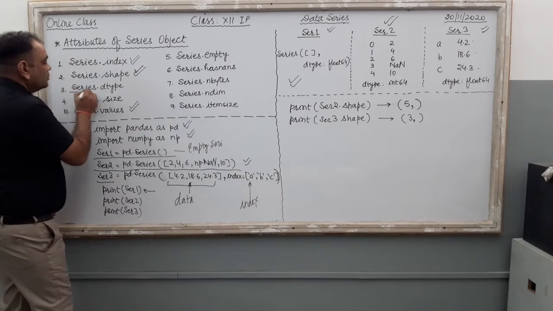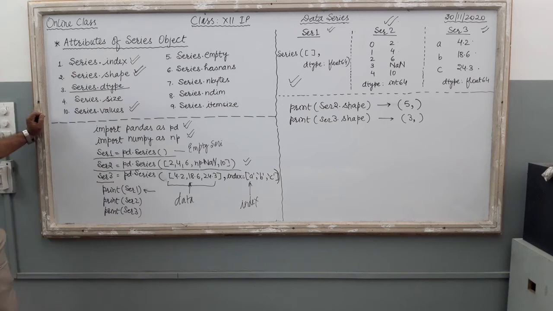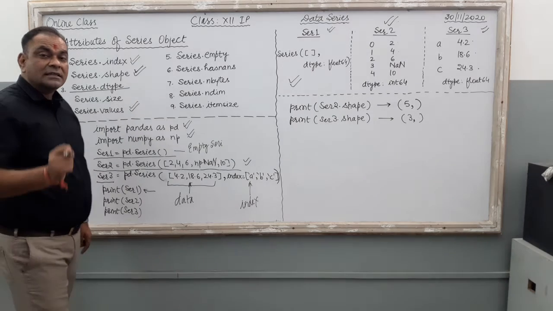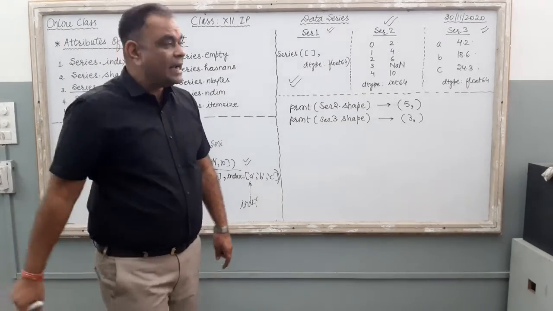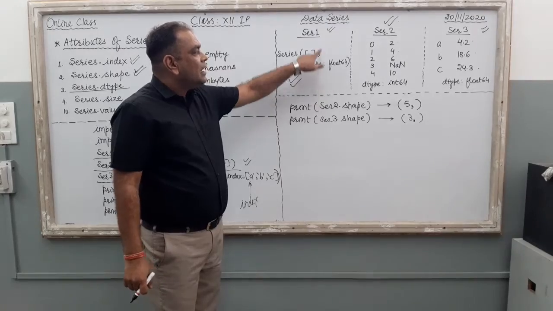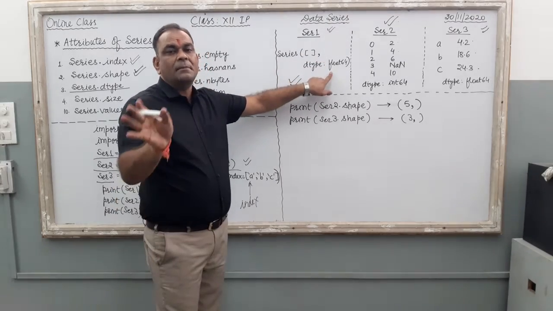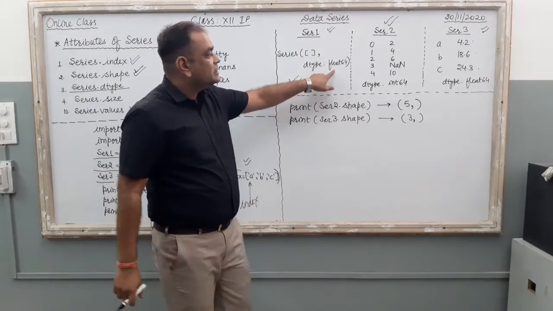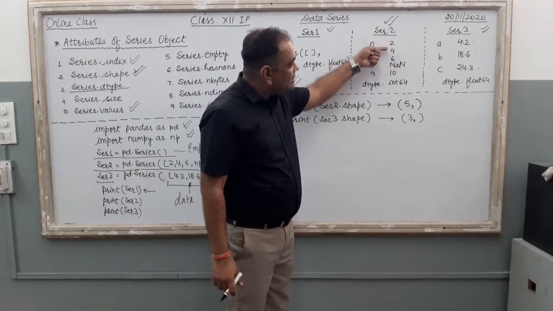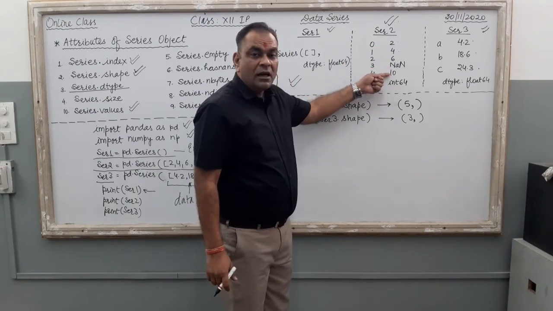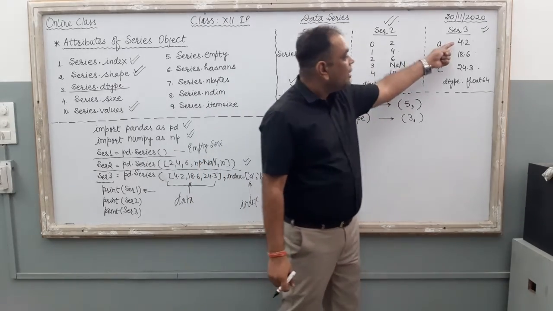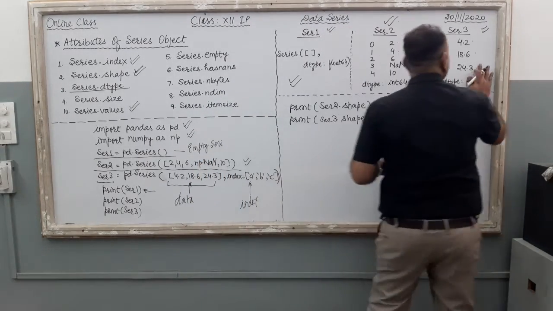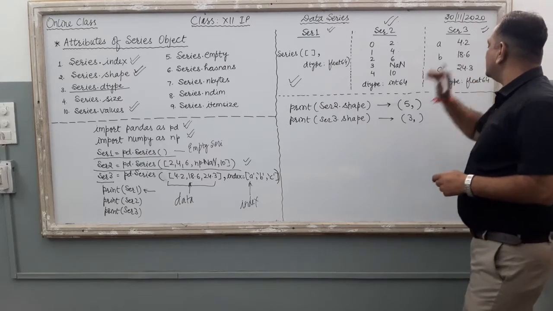Now just come to this dtype attribute. This attribute tells you what the data type of your series object is. Right? Just see here. If the series is empty, the data type is float64. Just check this series 2, which is integer. So the data type of this series is int64. Here decimal values are there. Decimal values means the data type of this series is float64.